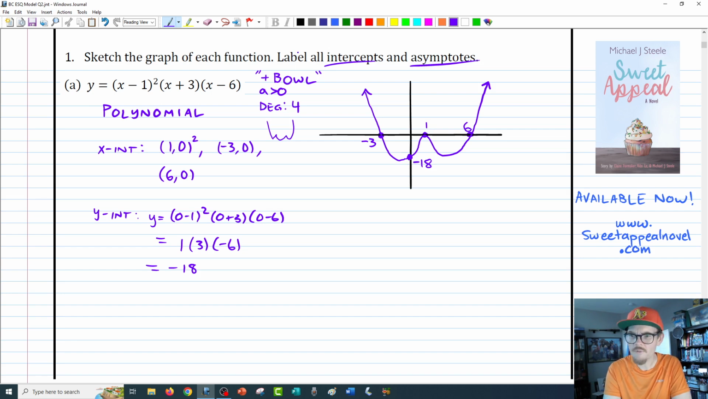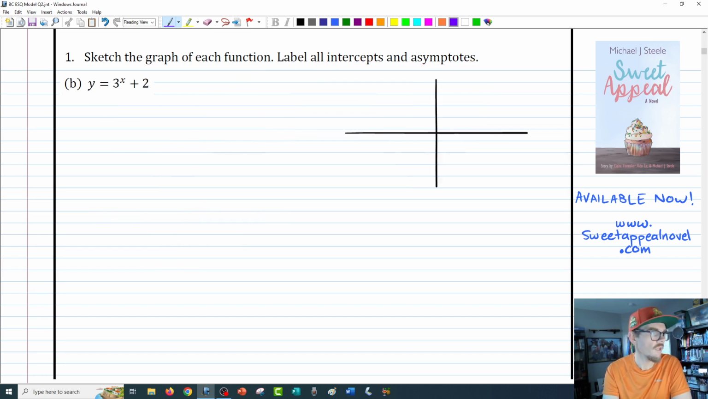Turned out 4 intercepts, and we labeled all of them. The next one we're going to look at is y equals 3 to the x plus 2.